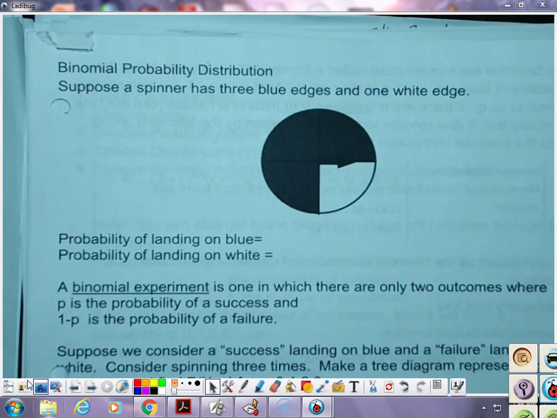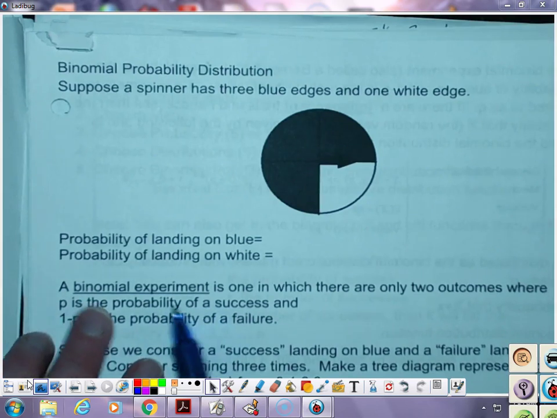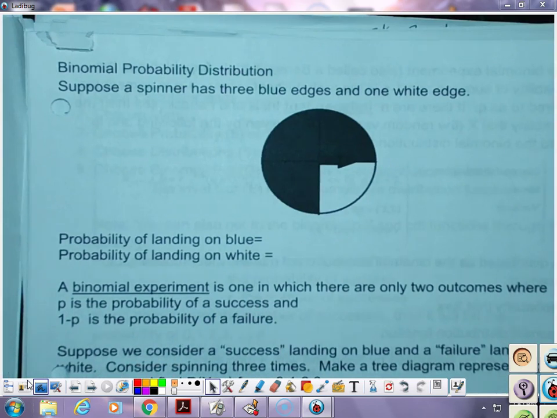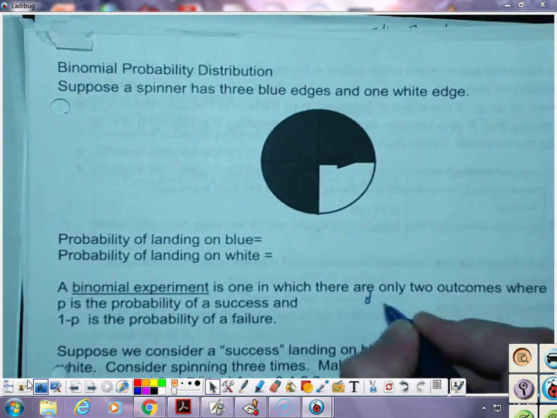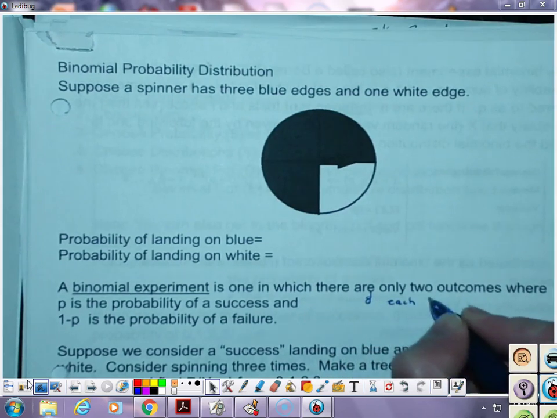So on the actual exam, I'm going to be teaching you multiple kinds of distributions. They're not necessarily going to tell you what kind of distribution it is. They expect you to recognize it by the fact that there are only 2 outcomes that can happen. The other thing is that each trial has to be independent of the other. A binomial experiment is one in which there are only two outcomes, and each trial is independent.